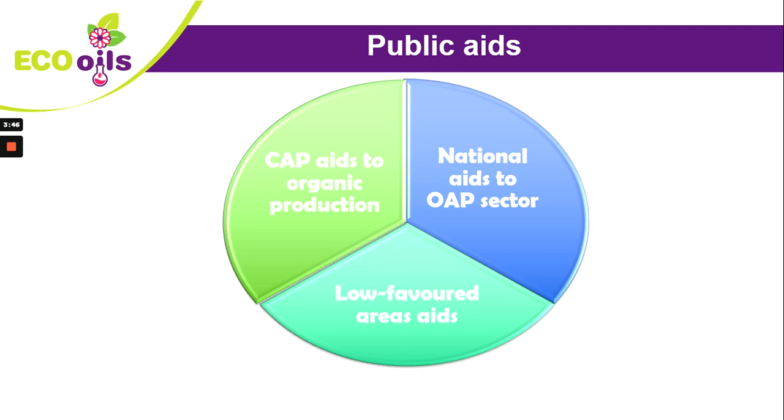Depending on the region and the year, this grant can represent between 10 to 40% of the revenue of a farm producing organic aromatic plants.